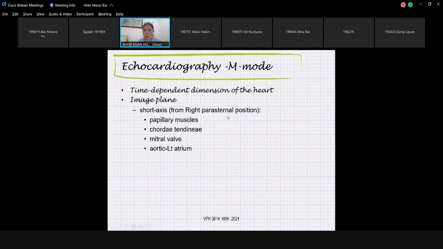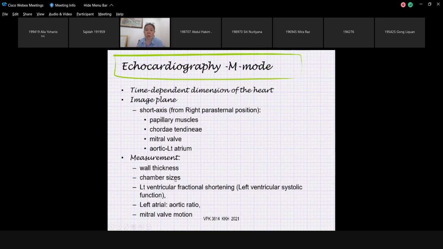So in the short axis right parasternal position, as I mentioned just now, you can look at the papillary muscles, the chorda tendineae, and the mitral valve. You can look at the aorta and the left atrium. And in M mode, we can measure the wall: how thick is it? The chamber size: is it dilated or is it smaller? Contractility: fractional shortening refers to contractility, whether the systolic function is good or not. This image will give us the left atrium to aorta ratio, and we can even evaluate the mitral valve motion.